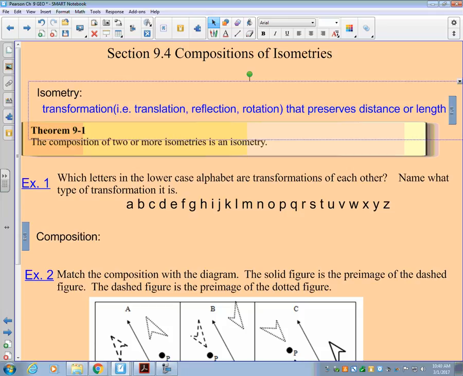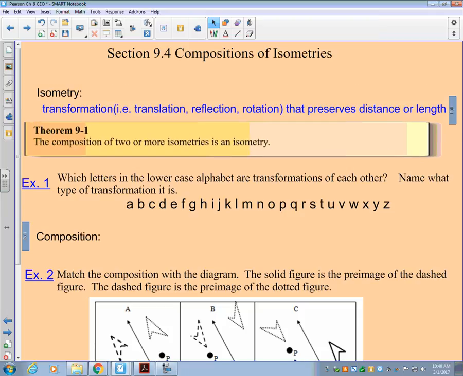Sam, can you read Theorem 9.1 for us? The combination of two or more isometries. Yeah, isometry. So even if you're doing two isometries, the combination is still an isometry. You're still getting the same size at the end of the transformation as when you started with.